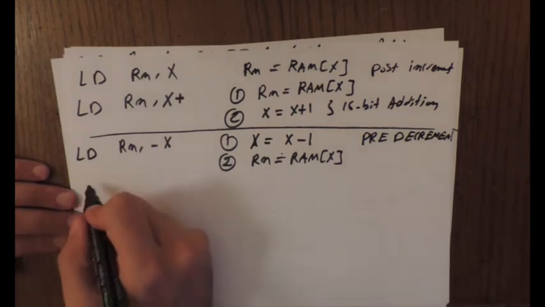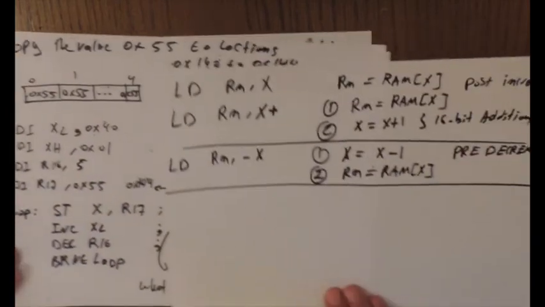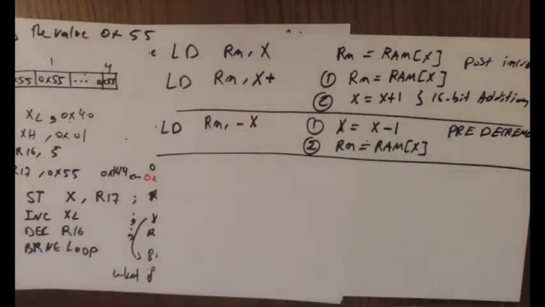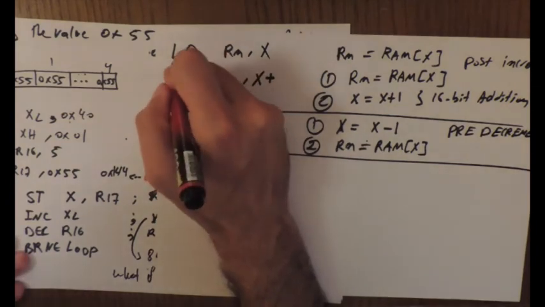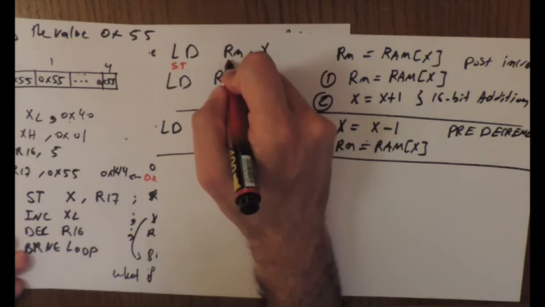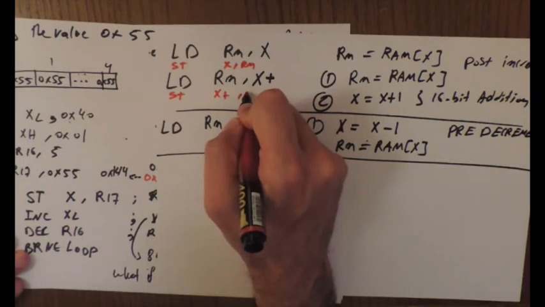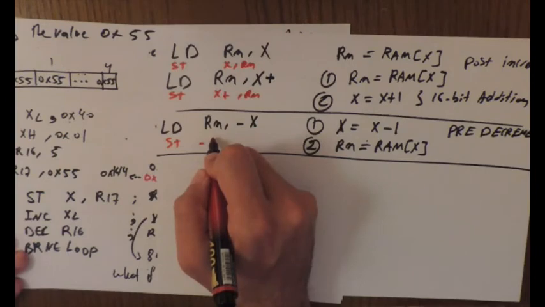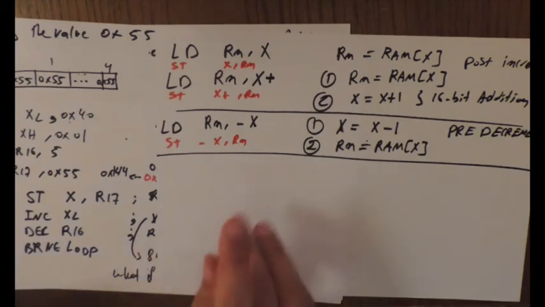So let's say I want to rewrite this code using these values. Of course, for LD I can also do ST, the same way it works. So I can also do ST, and in this case we have st x comma rn, and we have st x plus comma rn, and we have st minus x comma rn. Okay, we can use it the same way, and we can do that.